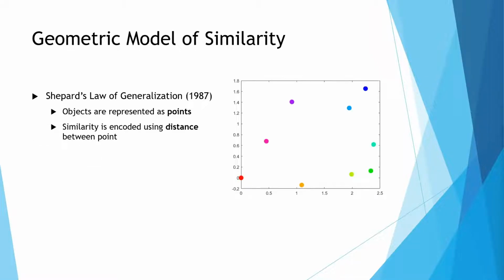To model and visualize similarity relations between objects, Shepard proposed the law of generalization. Here, objects are represented as points. As you can see, colors are represented as points here in a metric space. And the similarity between two objects is computed as an exponentially decaying function of distance, where this pointwise geometric representation is estimated through multidimensional scaling.